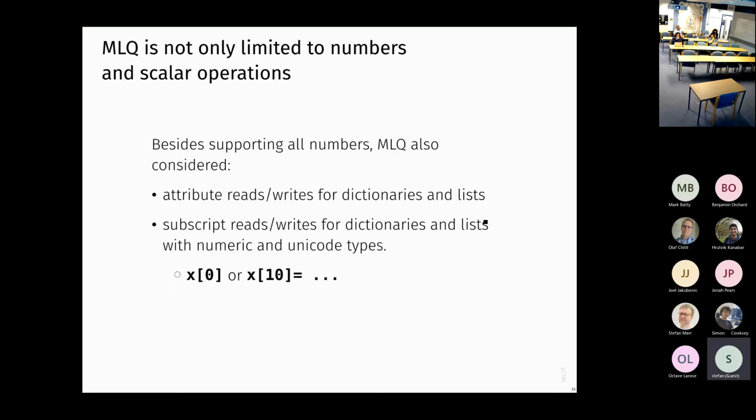Okay. Another thing that I wanted to mention is that MLQ is not only limited to numbers and scalar data types and operations. Besides this, I already had also attribute reads and writes, and subscript reads and writes for some numbers, and MLQ is in general not really tied to the numeric stuff. It's just something that's easy to show.